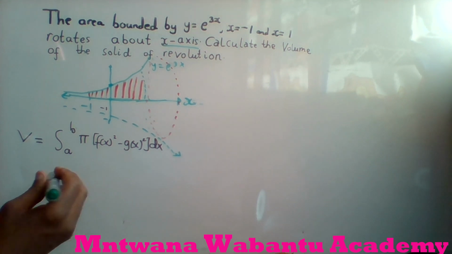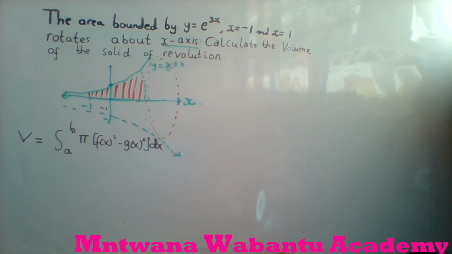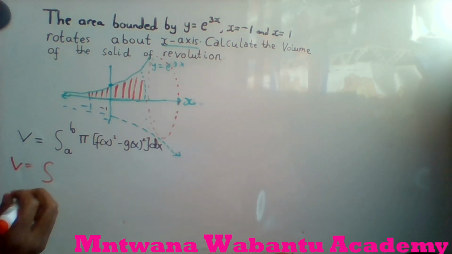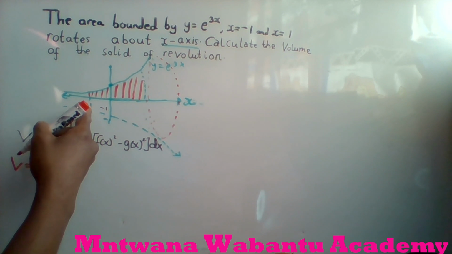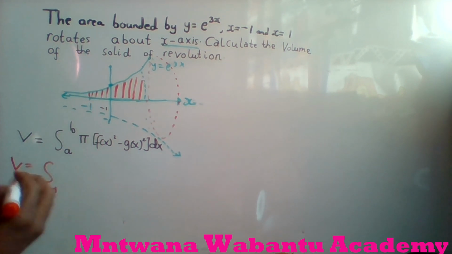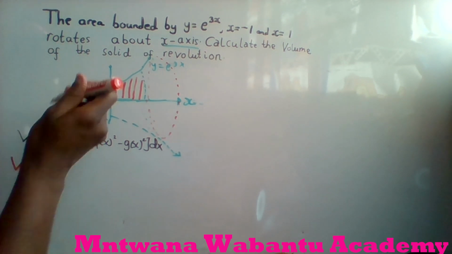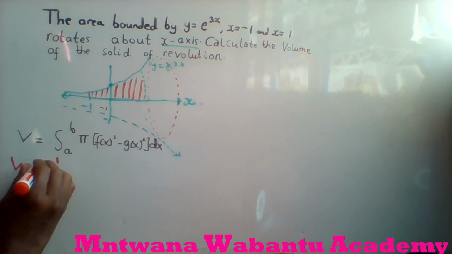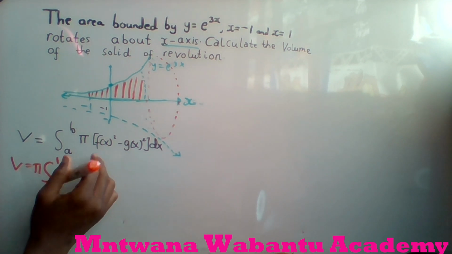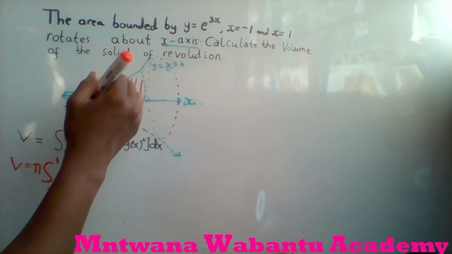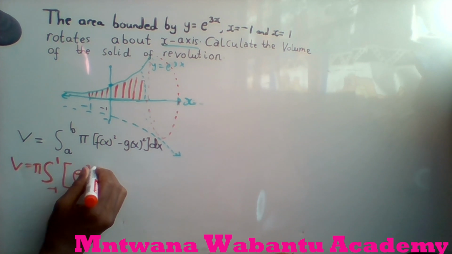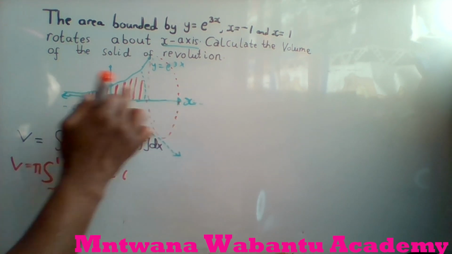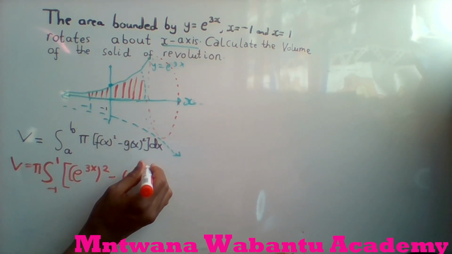So now let's plug it in because we have the values. So we say our volume equals the integral. We know our a, where it starts to rotate, from -1 to +1, and then pi is a constant, so I can take this pi out. Then I have the top function. What is our top function? It is e^(3x), but this has to be squared, minus the lower function. What is our lower function? 0. It's going to be 0 squared, and then dx.